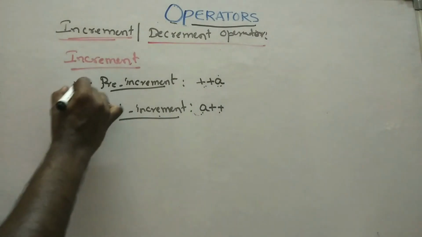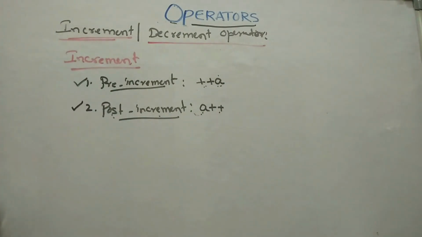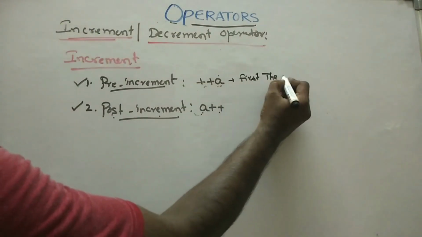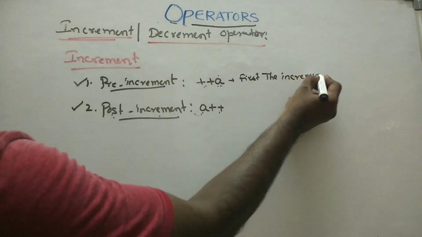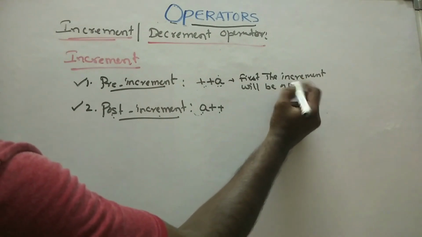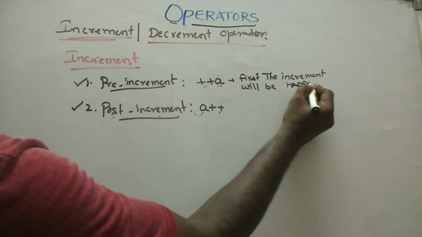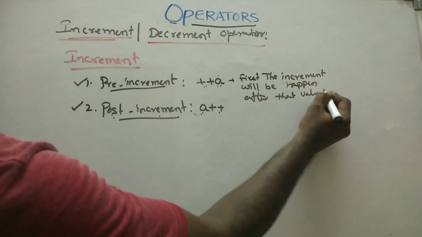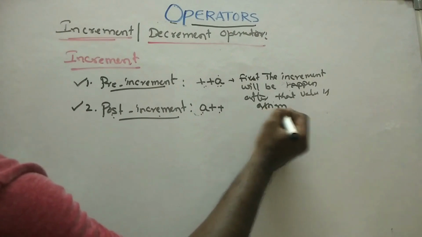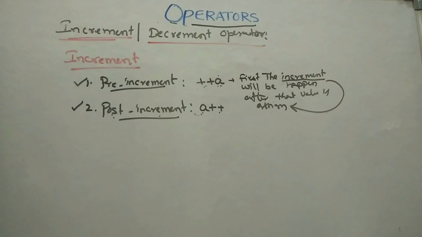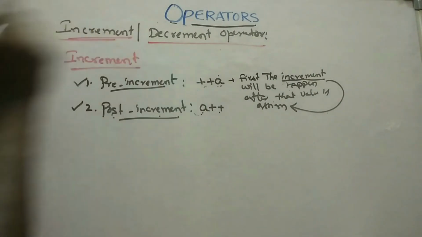Now what is the difference between pre and post increment? In pre-increment, first the increment will happen. After that the value is assigned. That means the incremented value is assigned to the expression. I will tell one example.